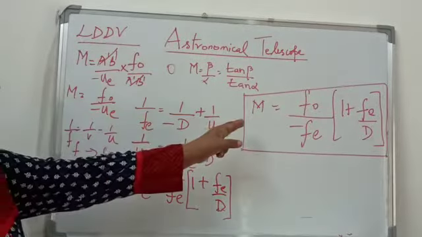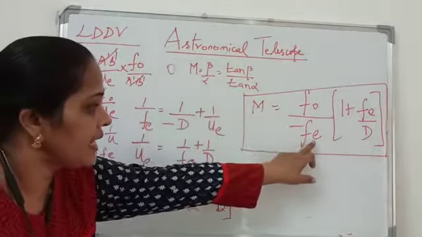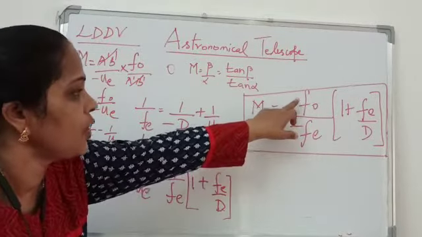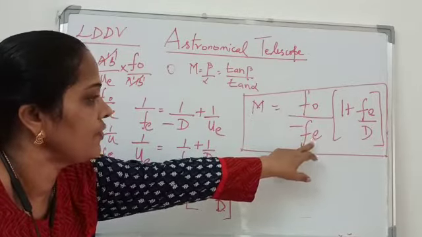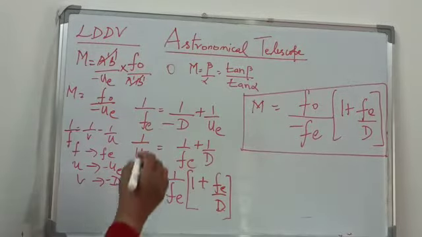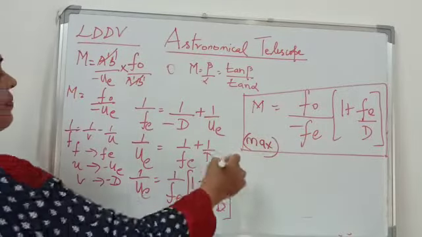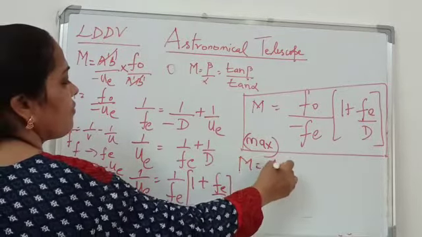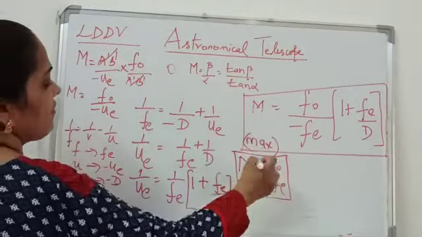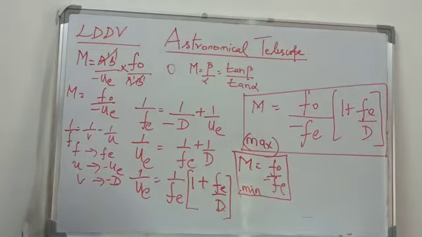This is the final equation for the magnifying power of the astronomical telescope when the final image is formed at LDDB. From this expression, once again you can see that if you increase the focal length of the objective and decrease the focal length of the eyepiece, the magnifying power can be increased. And of course the magnifying power is maximum when the image is formed at LDDB, and M is equal to FO by minus FE. This is the magnifying power when the final image is formed at infinity, and the magnifying power is minimum over here.